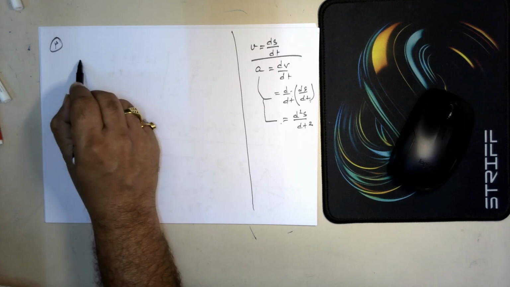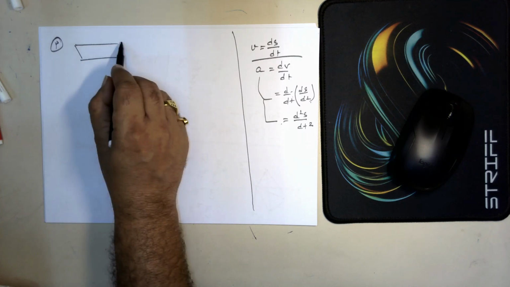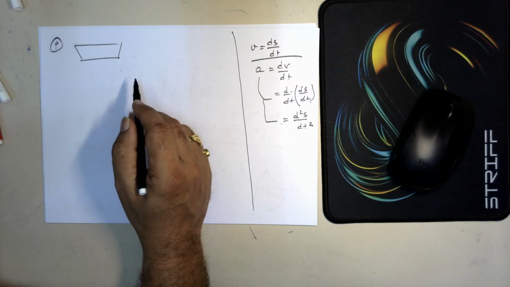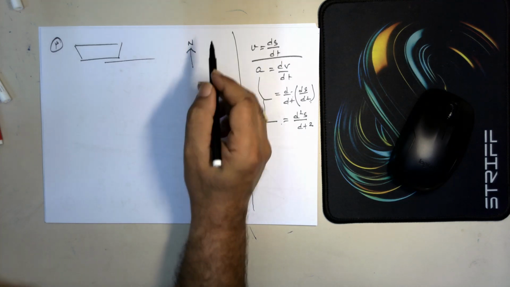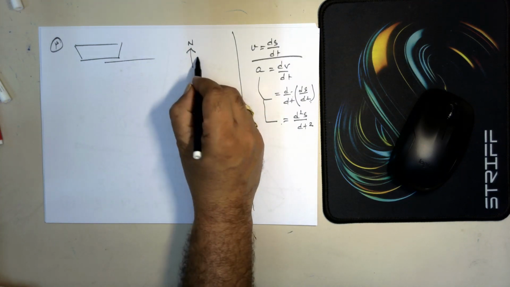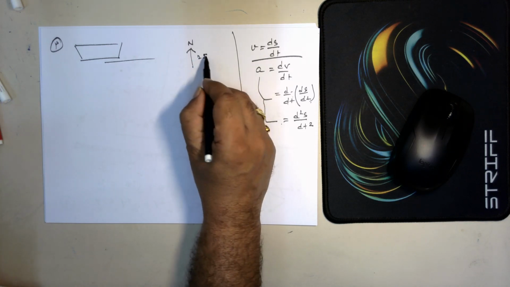Now, let me proceed with the next sum. A motor boat. This motor boat is racing towards north at 25 km per hour.